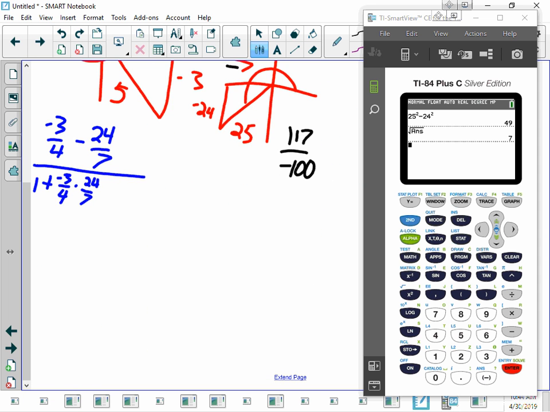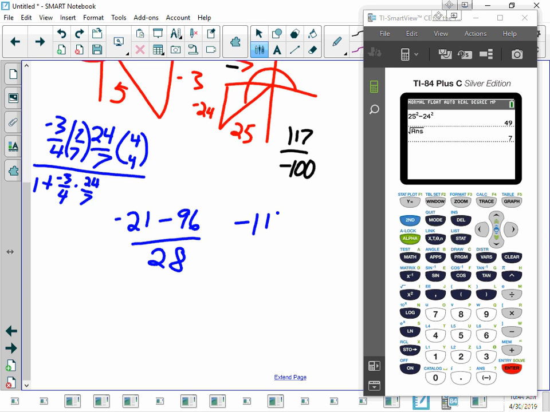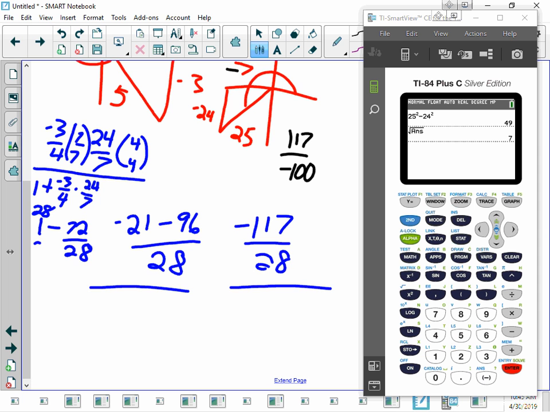So on top, I need a common denominator. This one gets a 4, and this one gets a 7. So I have negative 21 minus 96 over 28. And that is 117. So negative 117 over 28. In the denominator, I get 1 minus 72 over 28. I need a common denominator. 28 over 28.